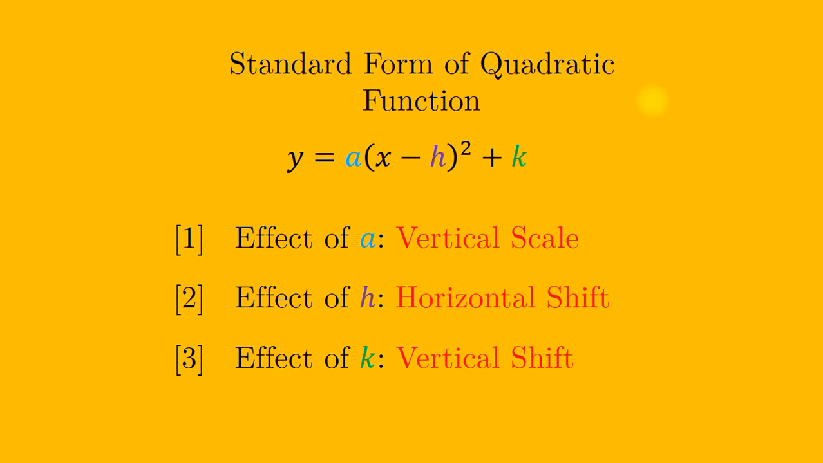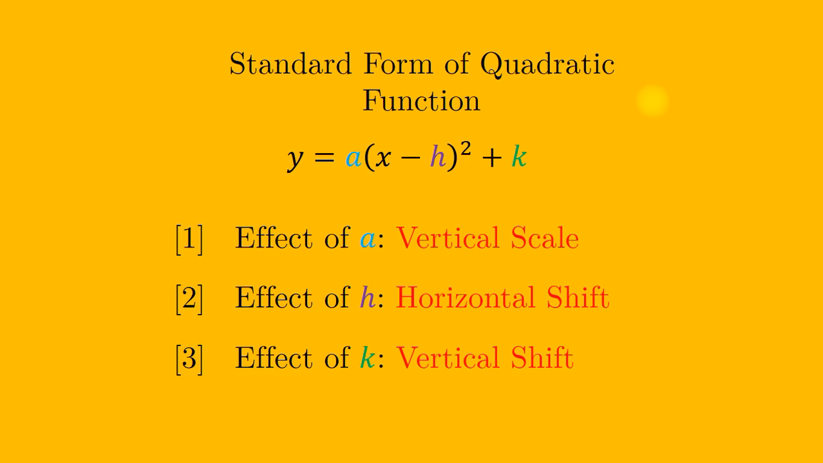Then what happens when we vary the values of h? That's what we call horizontal shift. And what happens when we vary the values of k? What is the effect of that to the graph? That's vertical shift. So that's the idea of transformations of quadratic functions.